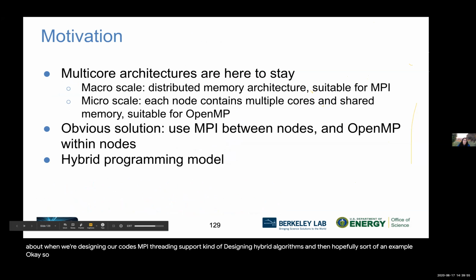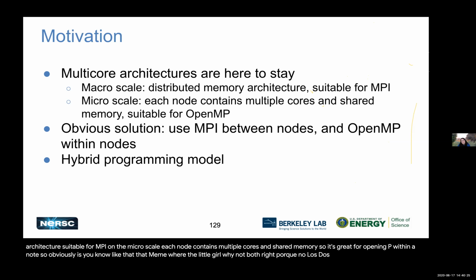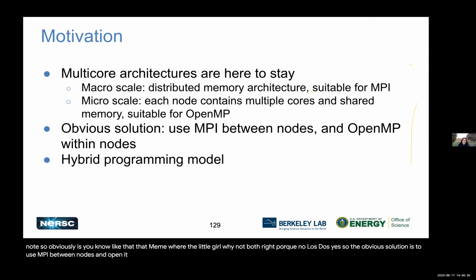Okay, so multi-core architectures are here to stay. We talked about this earlier. On the macro scale, it looks like a distributed memory architecture suitable for MPI. On the micro scale, each node contains multiple cores and shared memory, so it's great for OpenMP within a node. So obviously, like that meme where it's the little girl, why not both, right? ¿Por qué no los dos? So the obvious solution is to use MPI between nodes and OpenMP within nodes. And this is what's called a hybrid programming model.